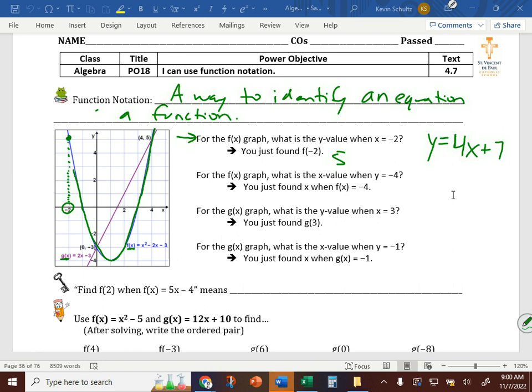It says for the f of x graph, what is the y value when x equals negative 2? So we look for x equals negative 2, right? We follow that up to where it touches the f of x graph, which is the parabola, and that point is right here. That y value is 5.